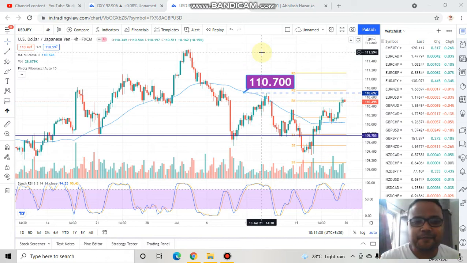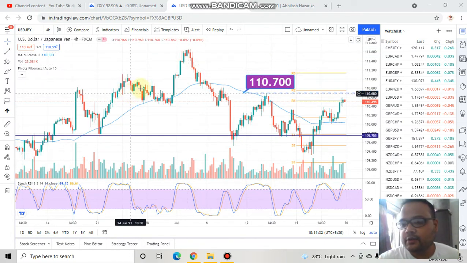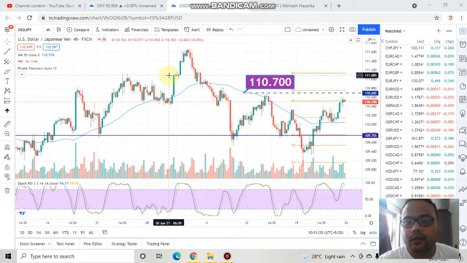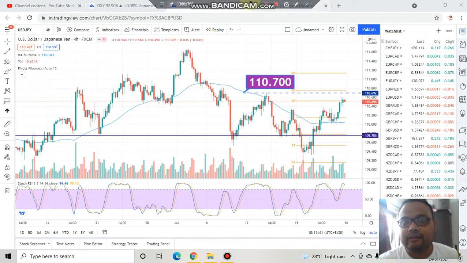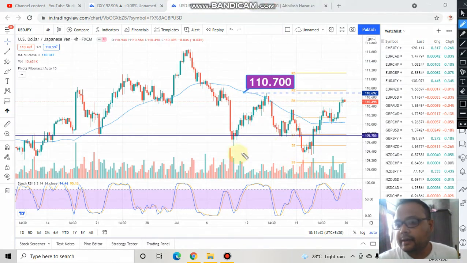So let's get started. This is the 4-hour chart of USDJPY in front of us right now, and at last the market has reclaimed its position again above this 109.75 level. I have been speaking about this level for the past 3 months, I guess.